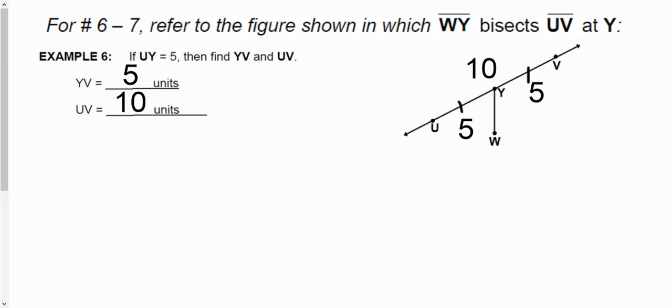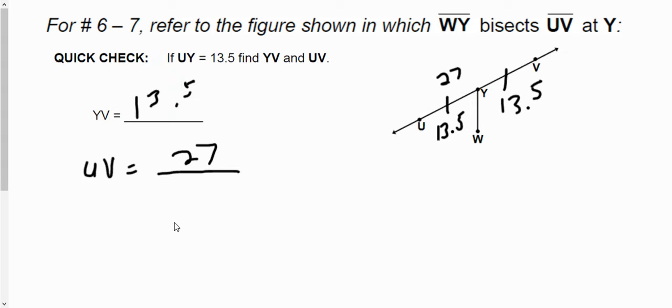Okay, let's take a look at another one. You can try, I've already got this marked out here, not very good writing, but I'll read it to you here. What do we got? Same picture. This is bisecting it, so these pieces are equal. They tell us UY equals 13.5. So the other piece, YV, is 13.5. And if we add them together, we get 27 for the whole thing. They wanted YV, which is 13.5.